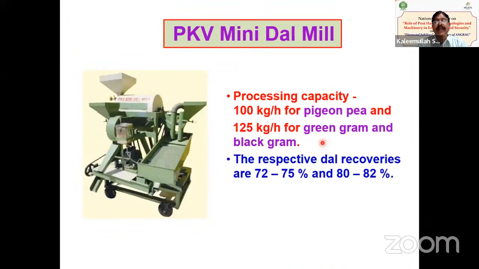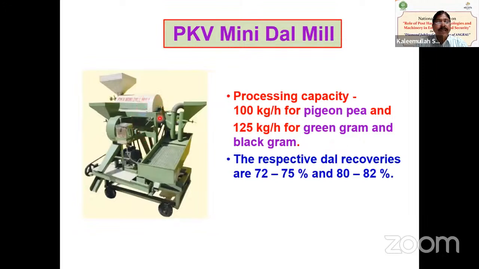And the next is the dal mill. This is a PKV mini dal mill. The Punjabrao Krishi Vidyapeeth has developed this mill. Its capacity is 100 kg per hour for pigeon pea and 125 kg per hour for green gram.